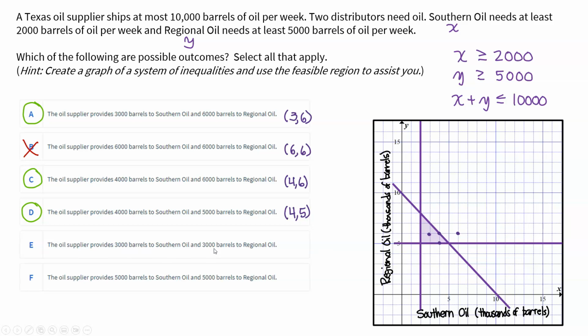3,000 to Southern Oil and 3,000 to Regional Oil. That's going to put you right here. That doesn't satisfy these two at all, so it's not possible. And 5,000 to each one of them would fall right here at the intersection. And that is part of the feasible region, so that is a possible outcome.